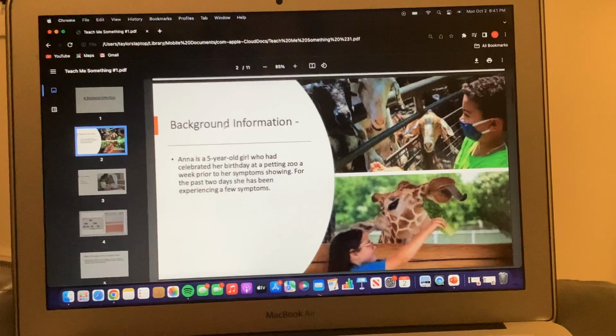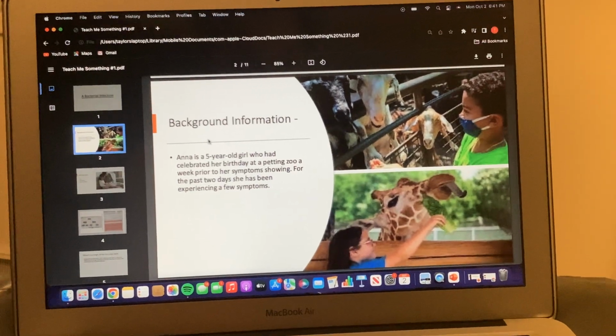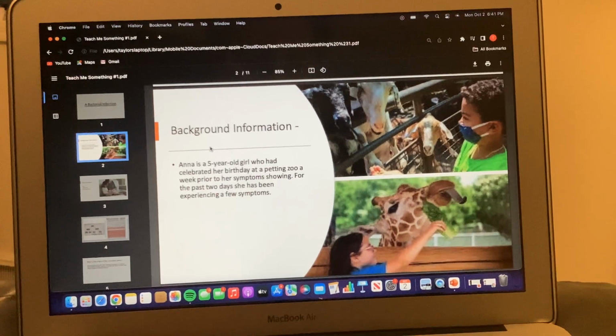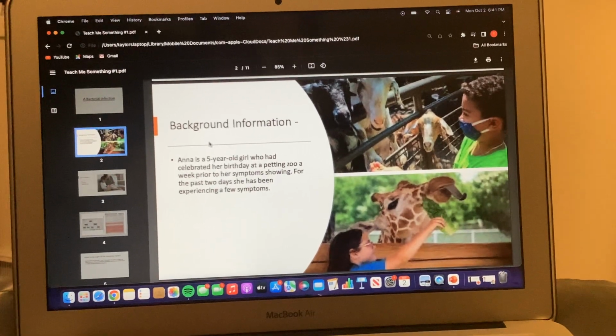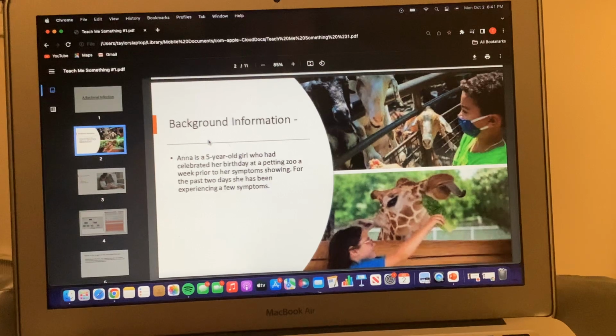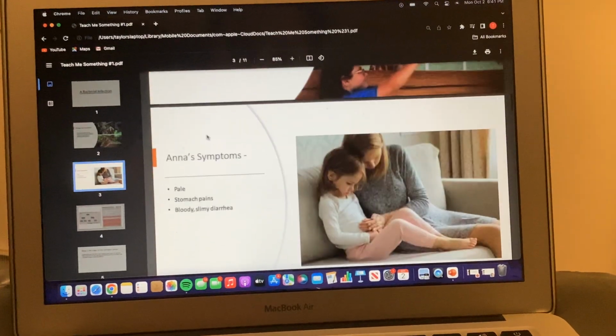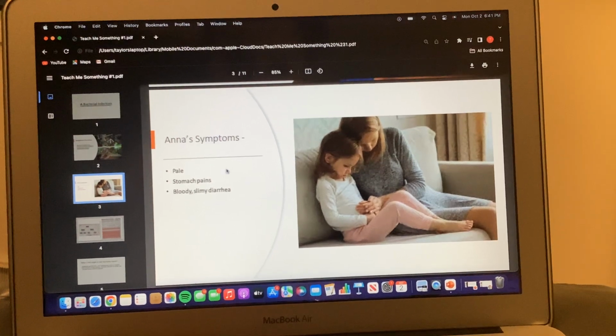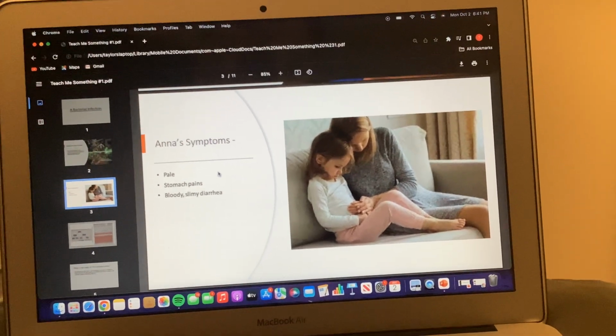So some background information is Anna is a 5-year-old girl who had celebrated her birthday at a petting zoo a week prior to her symptoms showing. For the past 2 days, she has been experiencing a few symptoms. Anna's symptoms include she is pale, she has stomach pains, and she has bloody, slimy diarrhea.